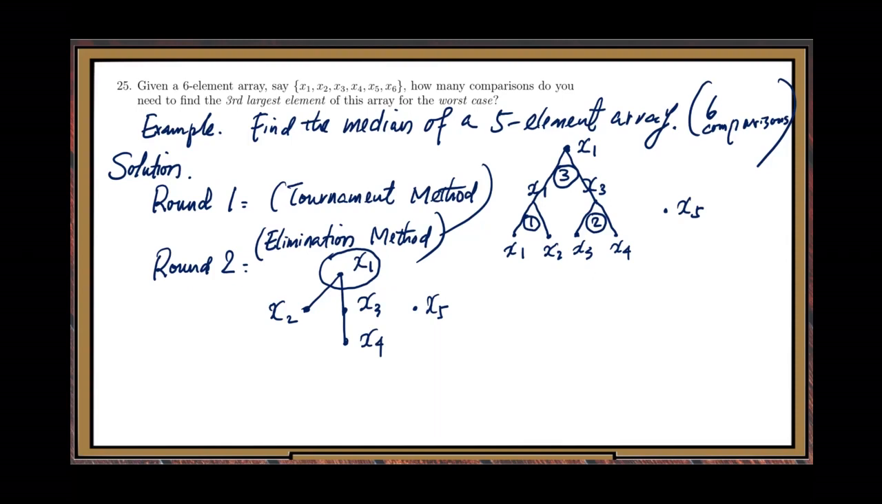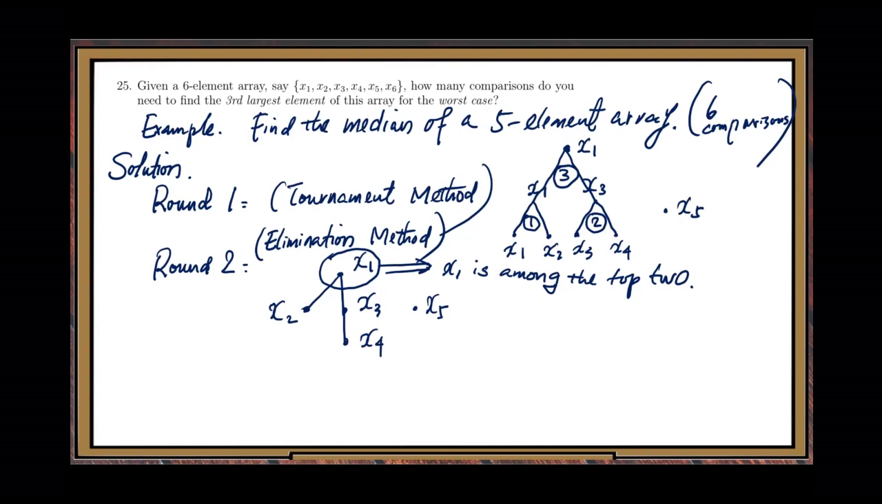That means only x5 has a chance to be greater than x1. So what's the meaning of that? The meaning of that is x1 is among the top 2. Right? x1 is among the top 2.